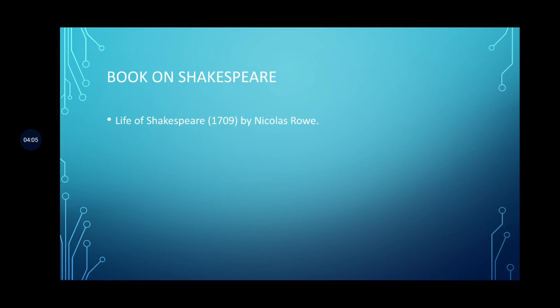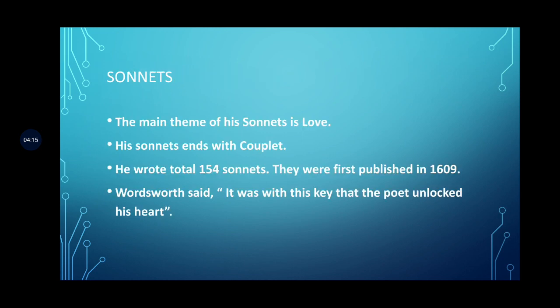Now, there is a book on Shakespeare also, which is known as Life of Shakespeare, which was published by Nicholas Rowe in 1709. Then, sonnets. The main theme of his sonnets is love. His sonnets end with a couplet. In totality, he wrote 154 sonnets. They were published in 1609.